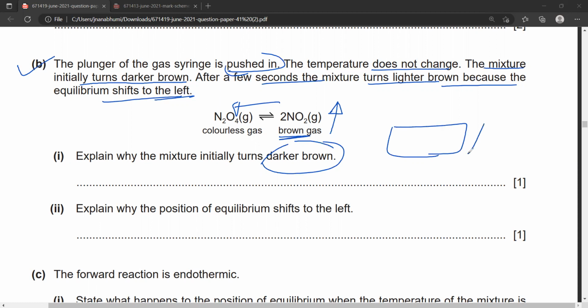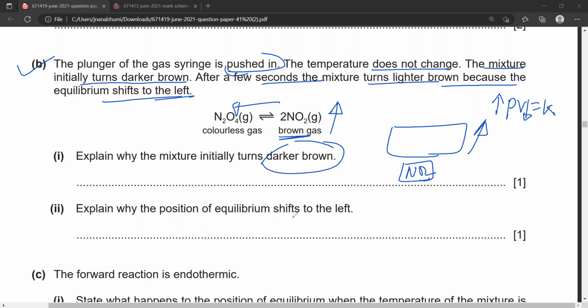So when we are increasing the pressure, its volume decreases. As we know, PV equals K. So when we increase pressure, volume will be reduced. So in a smaller volume, more NO2, nitrogen dioxide, is there. That's why it is converted into darker brown, right?